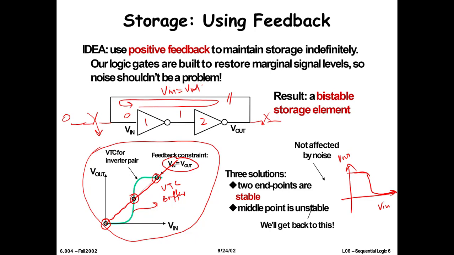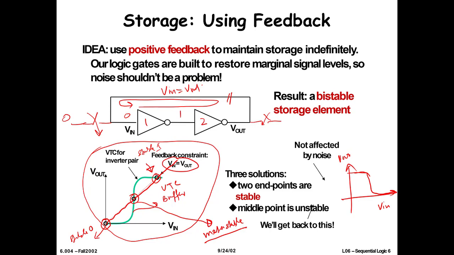Now 2 out of these 3 are stable. So this one is a stable 1 solution. This one is a stable 0 solution. But we have a solution that is called metastable. Okay, so this is the middle point, and this is unstable basically.